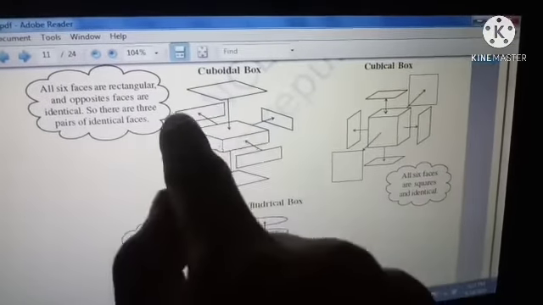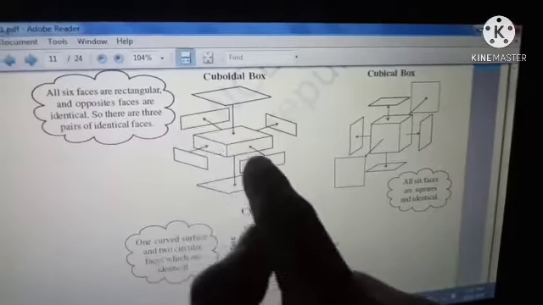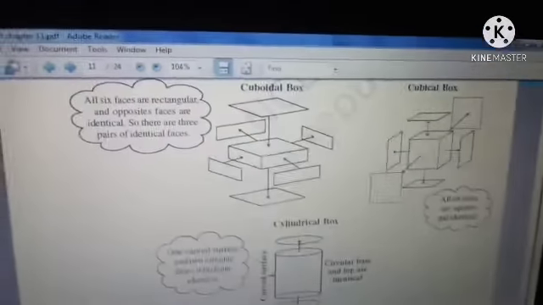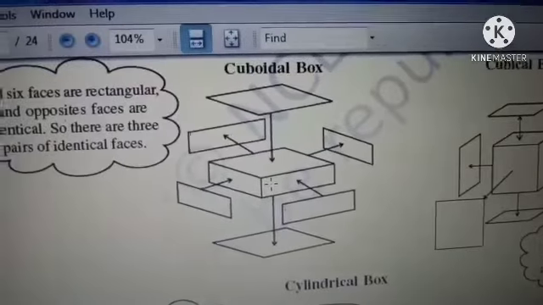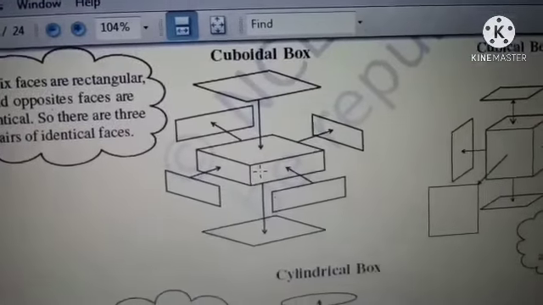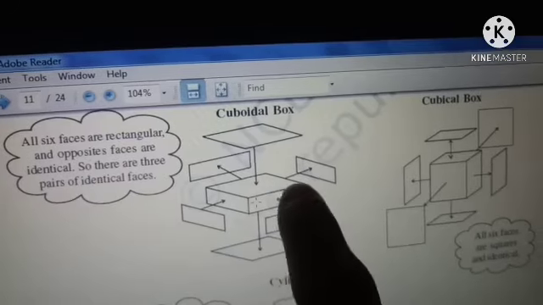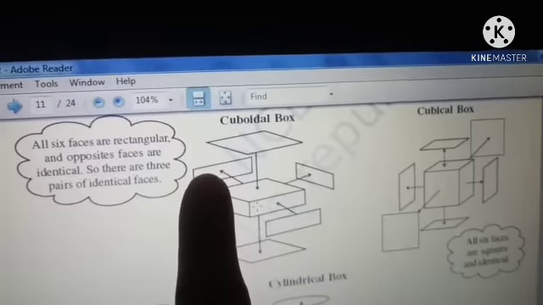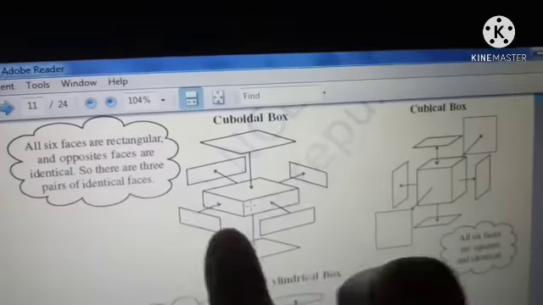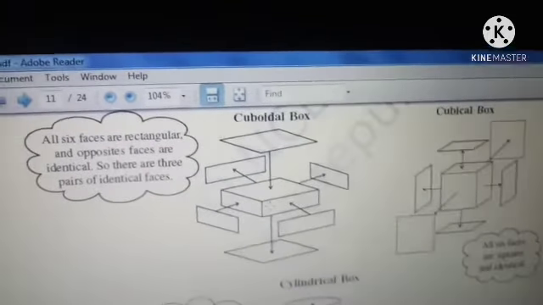See, this face is in rectangle shape. This is also rectangle shape. So these two are identical, which means opposite faces. In a cuboidal box, opposite faces will look the same. This rectangular face and that opposite rectangular face, both are same. Likewise, this side you can see, this one and that one, both are same.